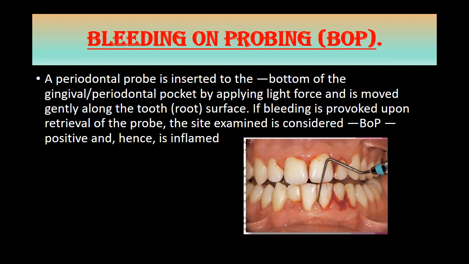Bleeding on probing. A periodontal probe is inserted to the bottom of the gingival sulcus or the periodontal pocket by applying a light force, and it is moved gently along the tooth or root surface. If bleeding is provoked after probing, the site examined is considered positive, and we give it score 1 because there is inflammation. If no bleeding occurs, we give it score 0.